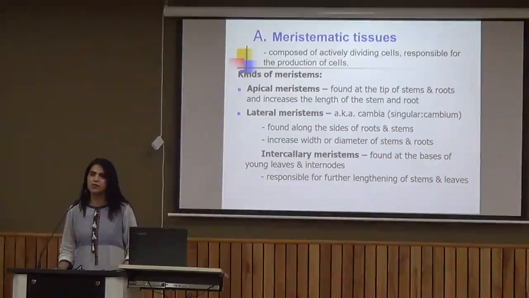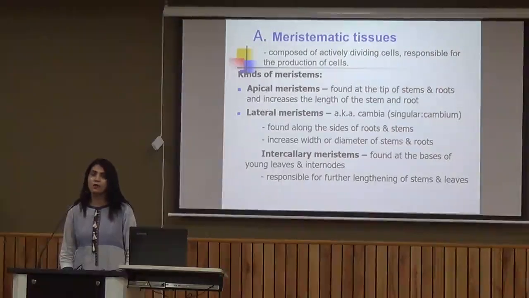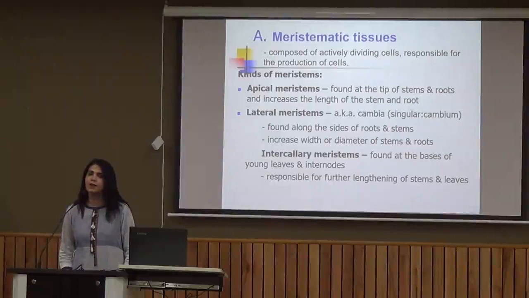The third kind, intercalary meristem, is found at the base of the young leaves and internodes, and it is responsible for further lengthening, for example in the elongation of the twig and the branches. So we can say that intercalary meristem helps apical meristem. Apical meristem is the main meristem which helps in the elongation of the plant part, but intercalary meristem is responsible for elongation in the branches and the twig of the leaves.